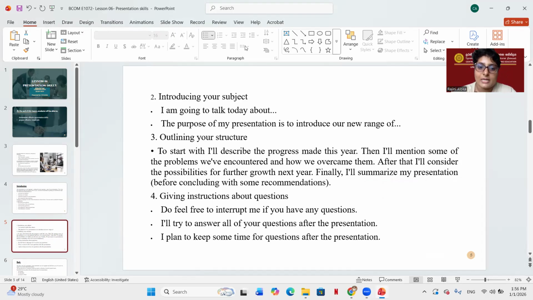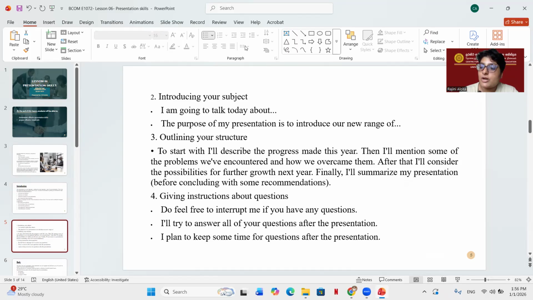Then we have outlining your structure. So what are the parts you're going to cover in the presentation today? That is the outline. To start with, I'll describe the progress made this year. Then I'll mention some of the problems we've encountered and how we overcame them. After that, I'll consider the possibilities of further growth next year. Finally, I'll summarize my presentation before concluding with some recommendations.